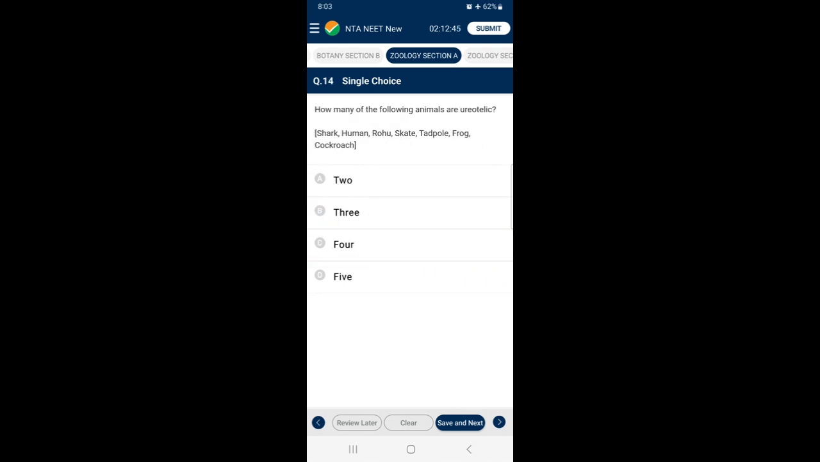Question number 14. How many of the following animals are ureotelic? Here some animal names are given. Shark, human, skate and frog are ureotelic. Types of animals on the basis of excretory waste. Ammonotelic examples: many bony fishes, aquatic amphibians, aquatic insects. Ureotelic: marine fishes, many terrestrial amphibians and mammals. Uricotelic: insects, land snails, reptiles and birds. So the answer for this question is option C. All 4 animals are ureotelic.